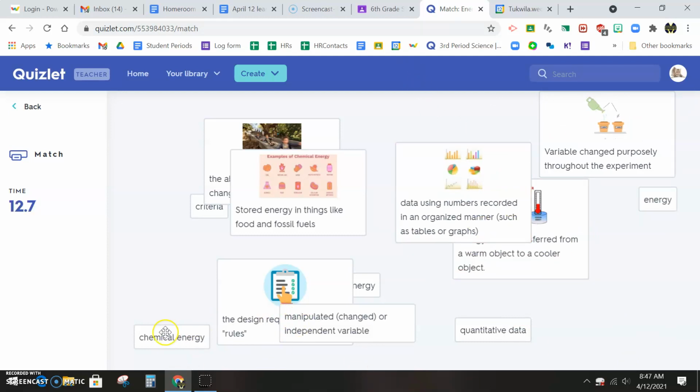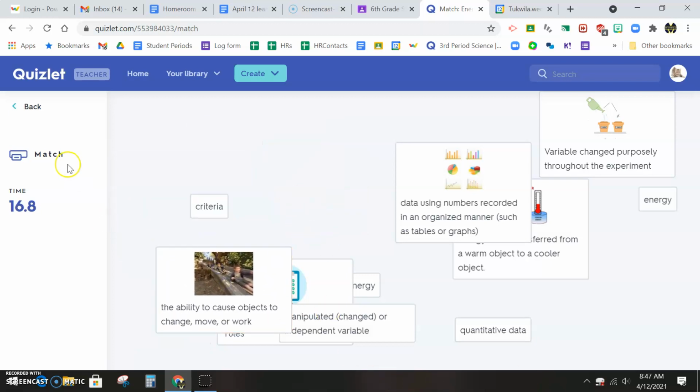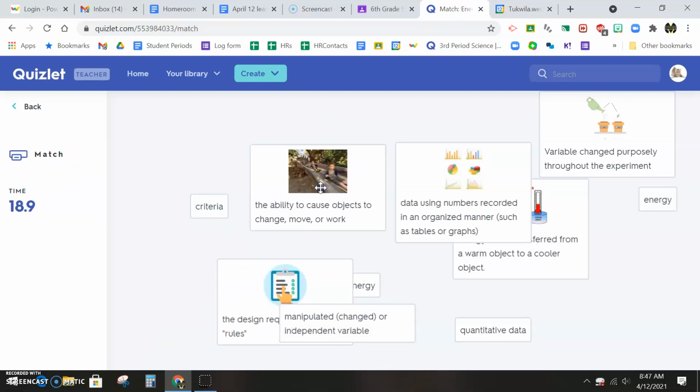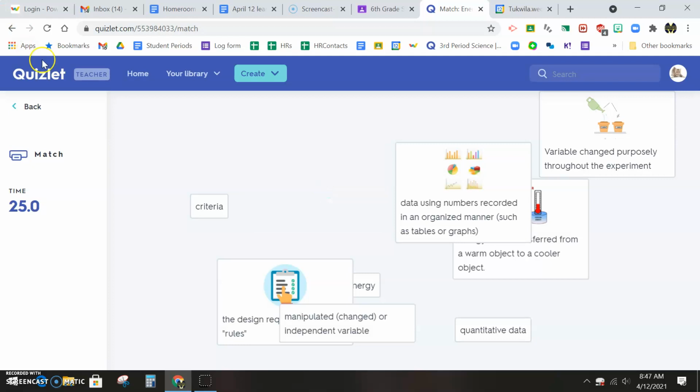So like I'm going to take the word chemical energy and I'm going to try to slide it on top of the definition. Same here with the word energy. If I slide it on top of the definition, it disappears. And that's the matching game.